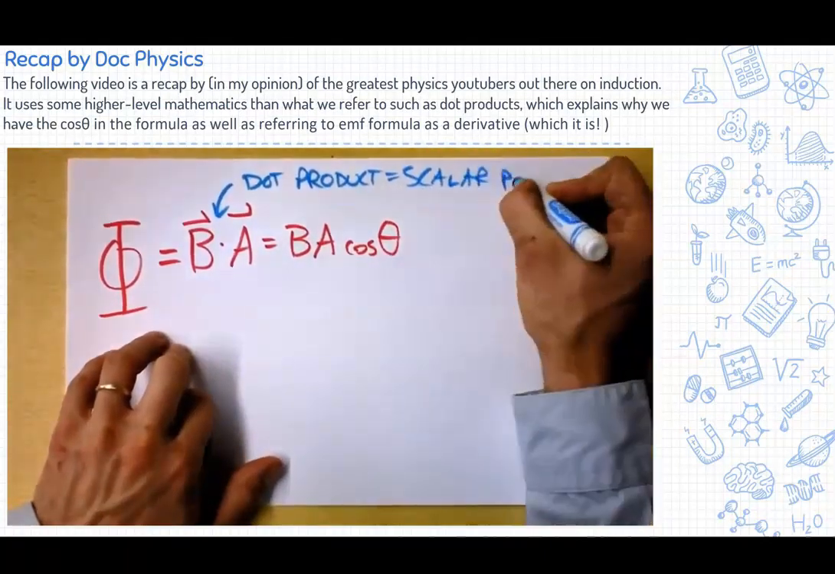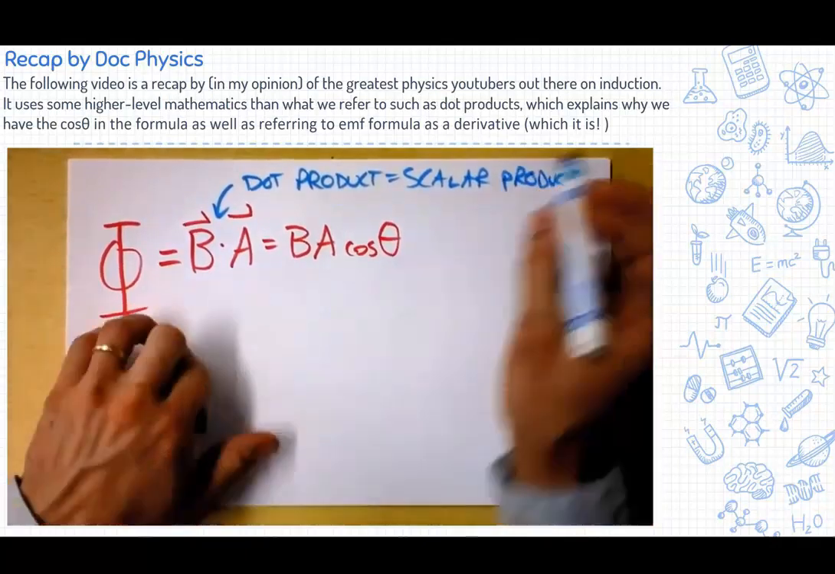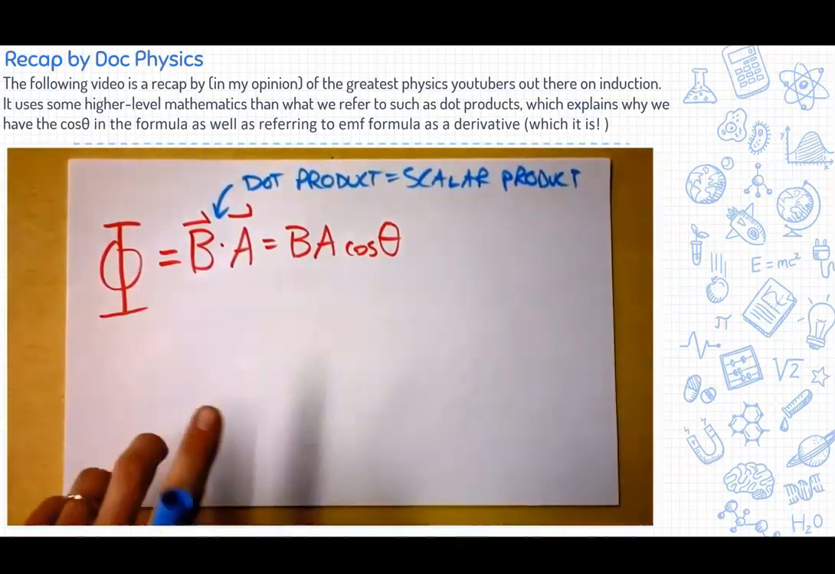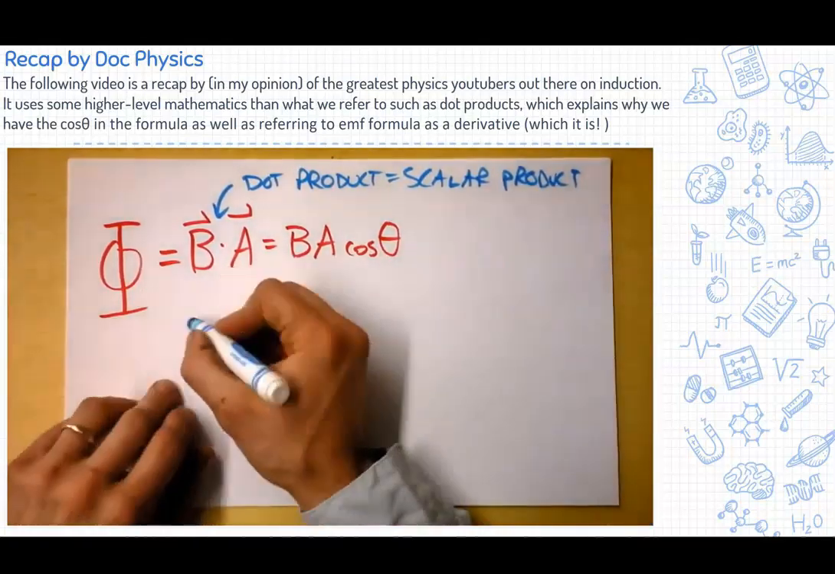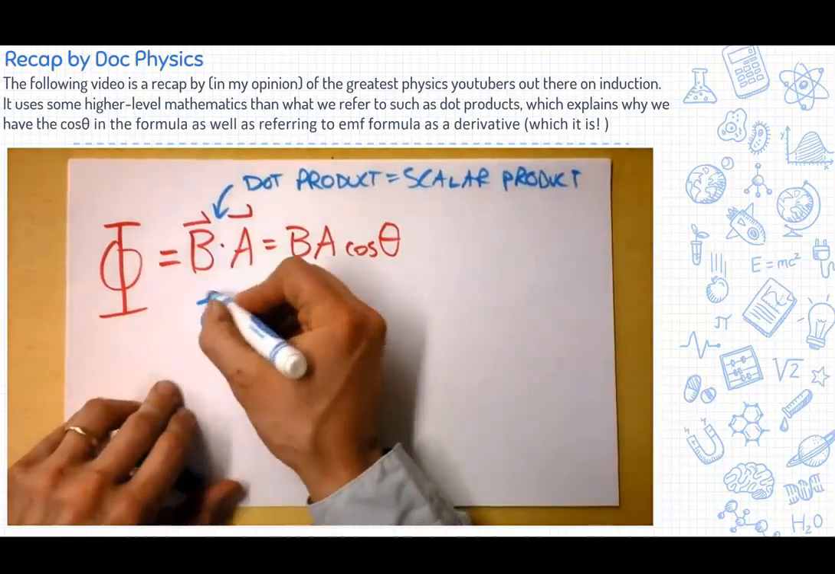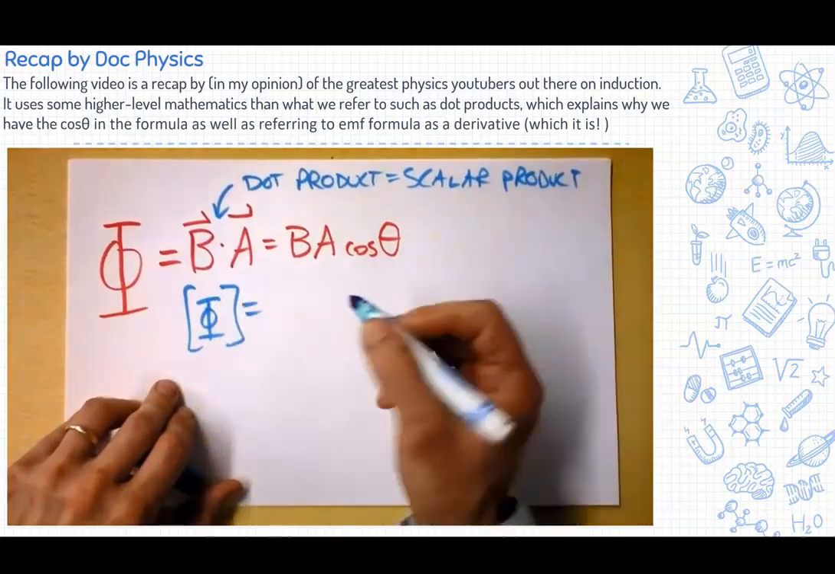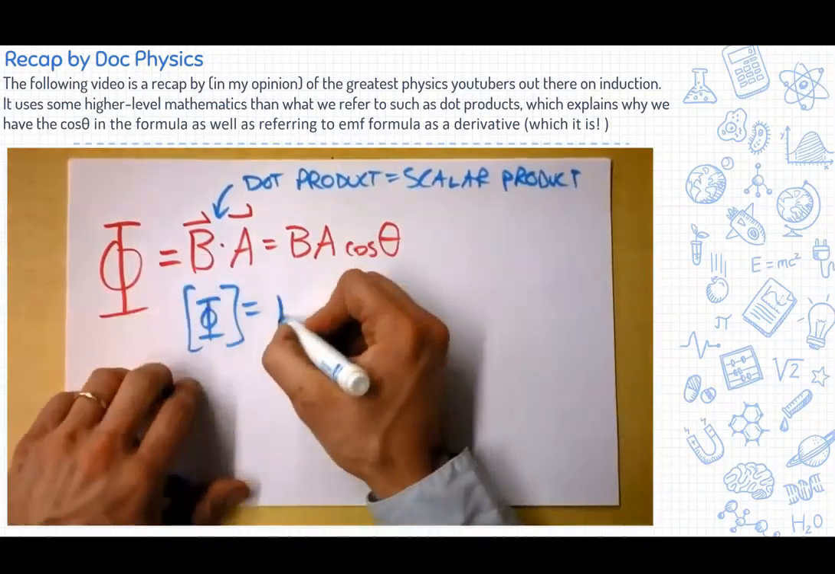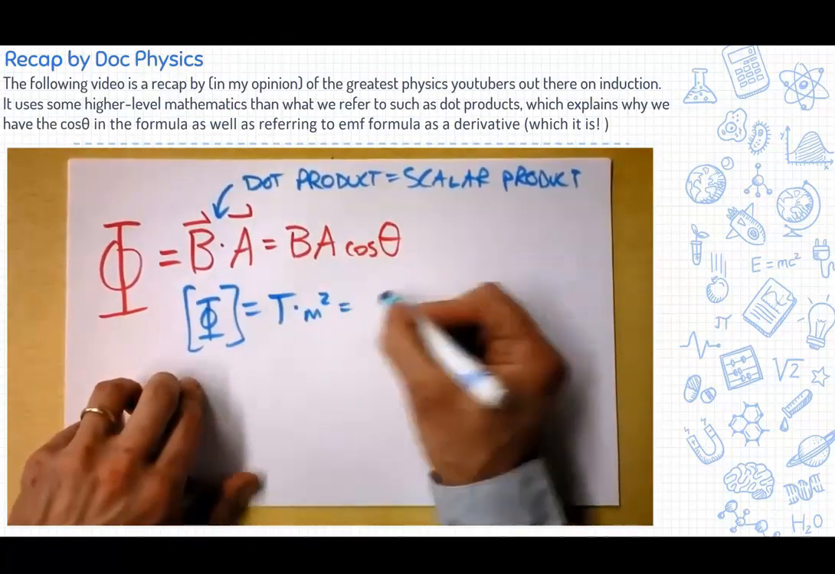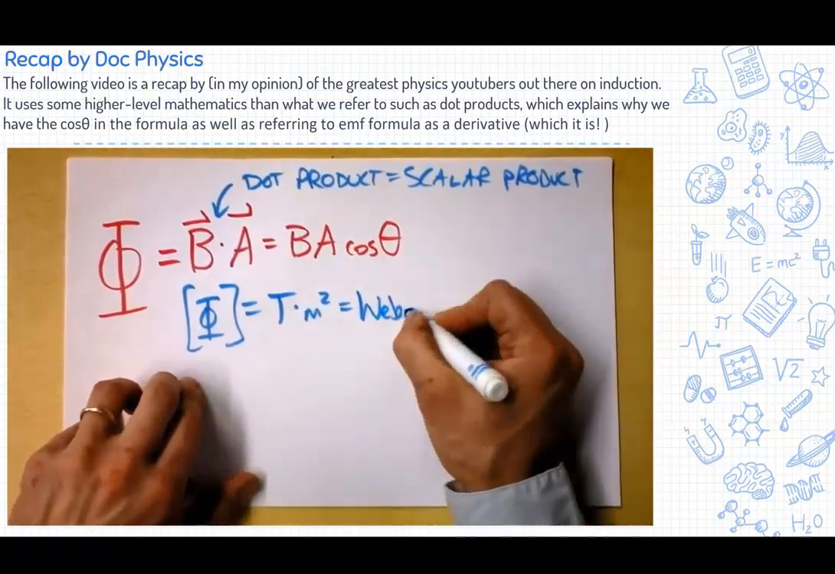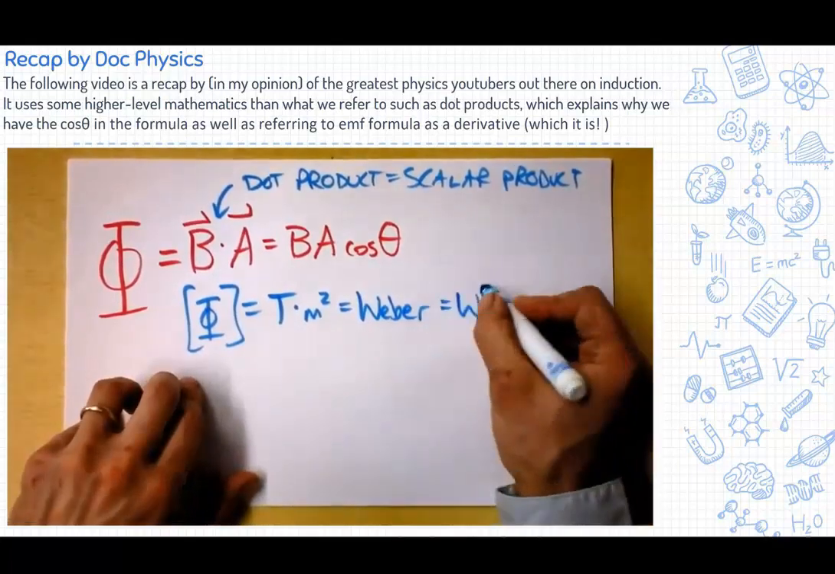Because it does not give a vector. Notice that flux is not a vector. It's simply a quantity, and it has units. I would say that the units of flux have to be the unit of magnetic field, so that's Tesla, and then the units of area is meter squared. Tesla per meter squared is called a Weber, or Wb.